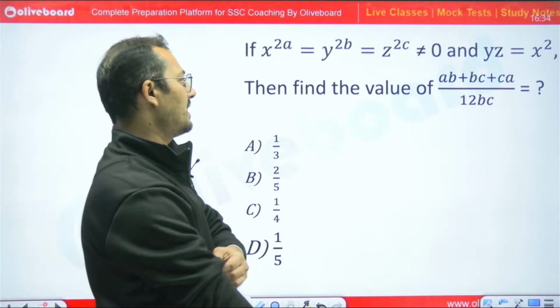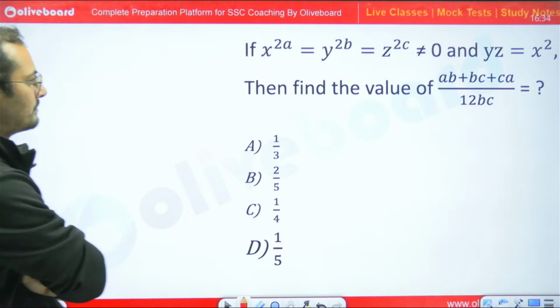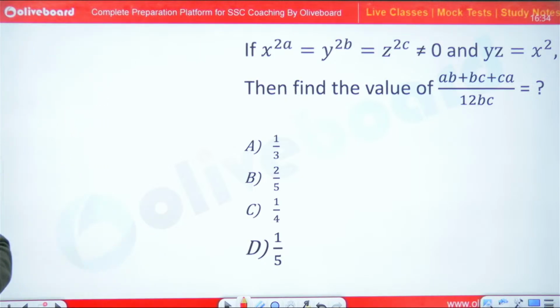Now tell me what would be the answer for this question. Try this question.